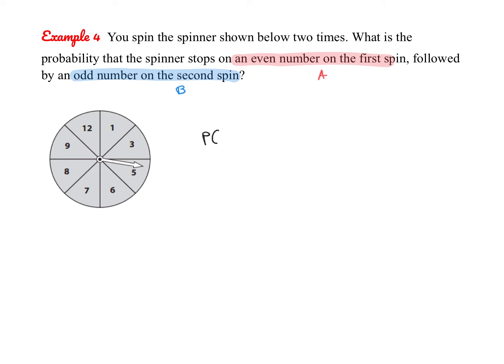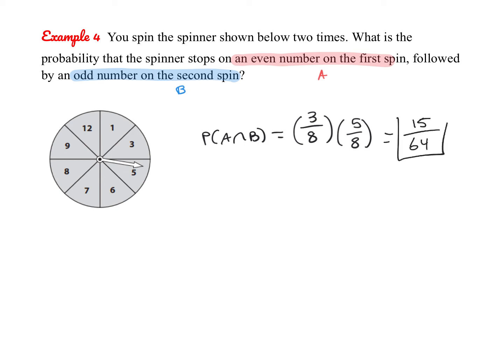So to find the probability of that intersection, I simply multiply the 2 individual probabilities. First, the probability that we hit an even. We can see that there are 3 even numbers, 6, 8, and 12, so 3 out of 8 total numbers. And then we're going to multiply that by the probability that we hit an odd number. There are 1, 2, 3, 4, 5 odd numbers, again out of 8. From here, all you need to do is multiply and simplify if necessary. In this case, you don't need to. So the probability is 15 out of 64.